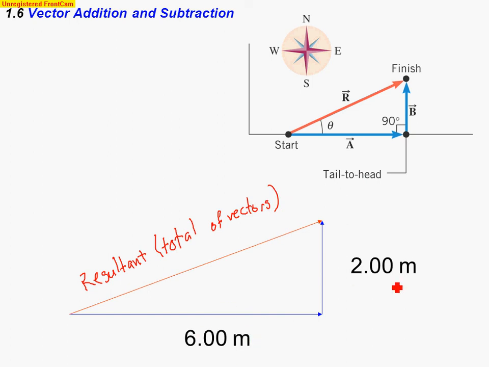Alright, so if we wanted to find that, we could just use the Pythagorean theorem because these two make a nice right angle here. So we have a right triangle, this would be the hypotenuse, these would be the legs, and we could solve for the resultant.